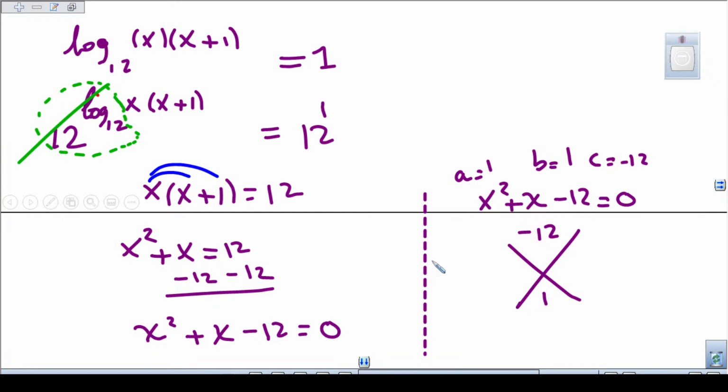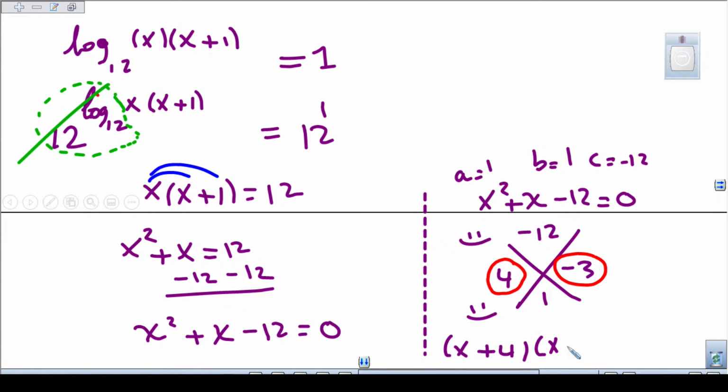1 and 12, that's way too big. Let's try 4 and negative 3. 4 times negative 3 works at the top, and 4 minus 3 works at the bottom as well. Since A is 1, I don't have to divide by the A, so I just have to circle my potential factors here. So I am down to x plus 4 and x minus 3. These are my factors.